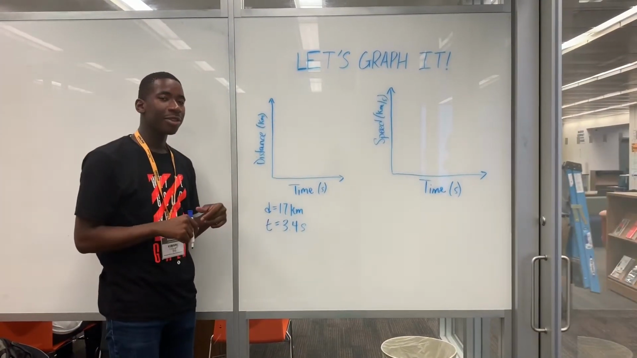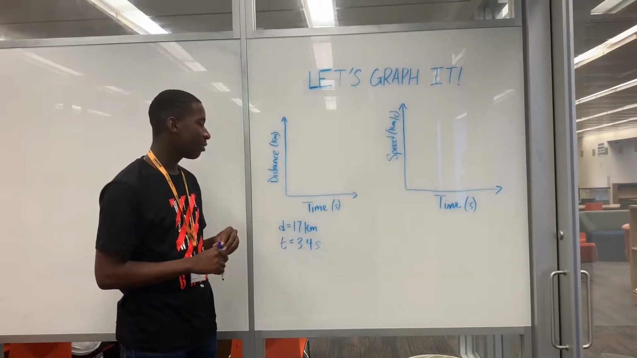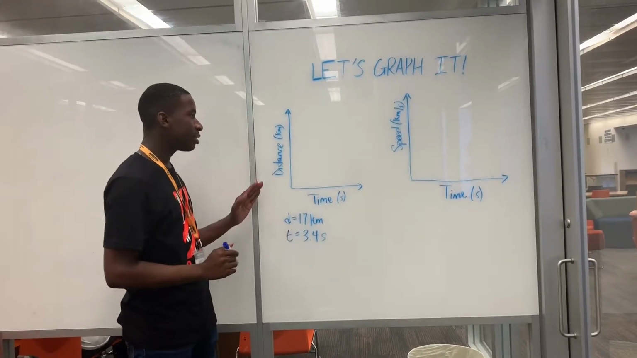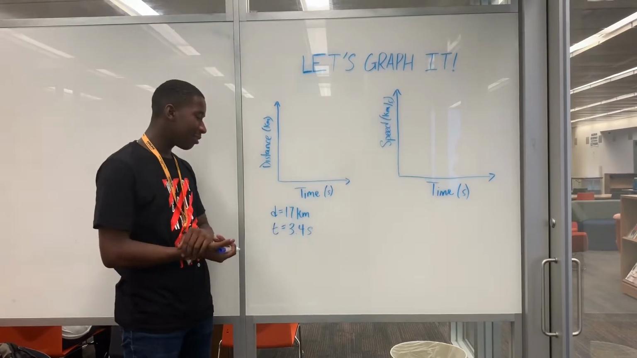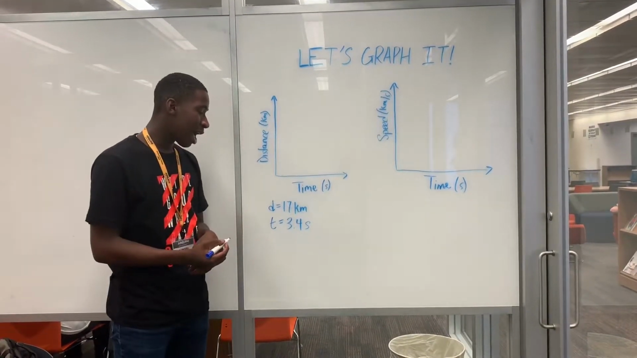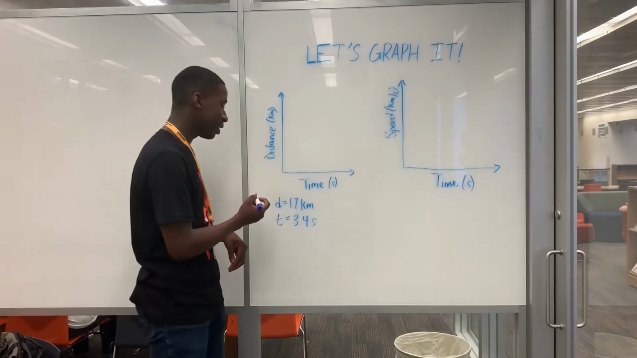Now, let's graph this problem. First, we'll do the distance versus time graph. We'll have time on our x-axis and distance on our y-axis. Now, if you recall, we just found out that the distance is 17 kilometers and this time is 3.4 seconds. So now let's graph this.